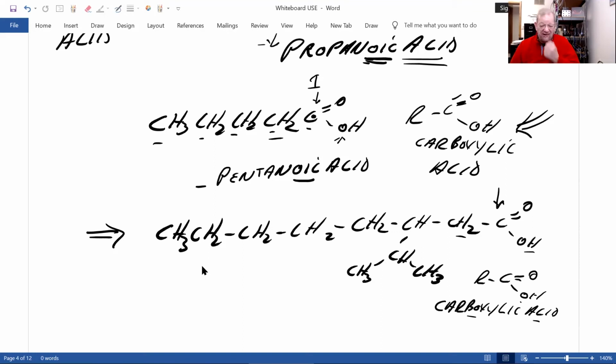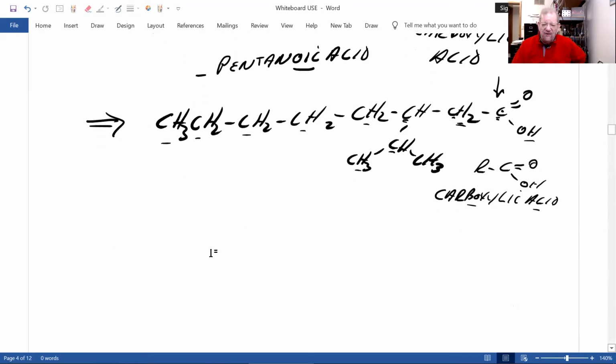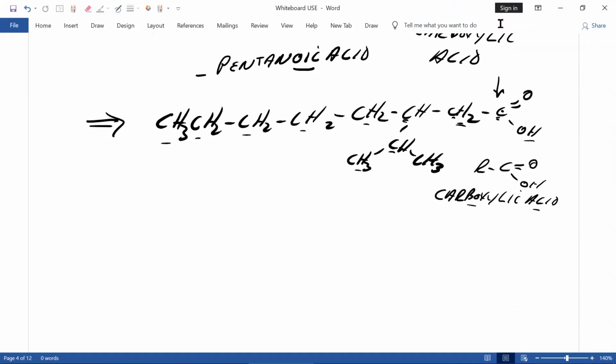And now, how many carbons in the longest chain with the carbonyl carbon? 1, 2, 3, 4, 5, or 1, 2, 3, 4, 5, 6, 7, 8. And I hope you all agree 8 is larger than 5. So we have octane. And since it's a carboxylic acid, we use the ending OIC and the word acid. So it's octanoic acid.